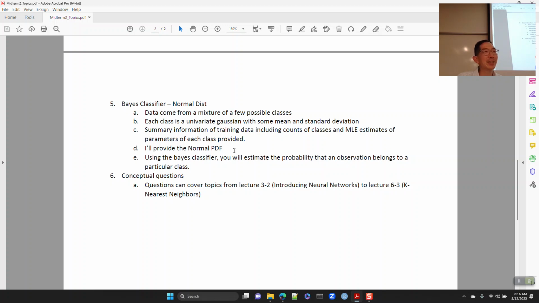I'm not anti using your calculator for that. But if you don't, it's a matter of just plugging in, and I'll write out the PDF for you. But yes, you do have to use that, and again, you want to make sure you use the PDF, not the CDF. That's going to give you the wrong answer.